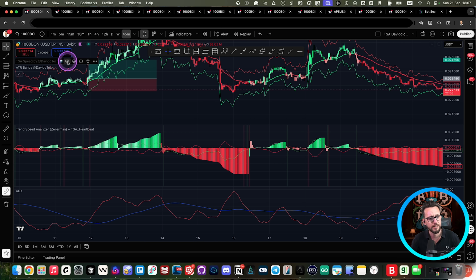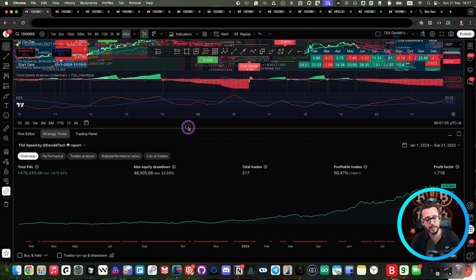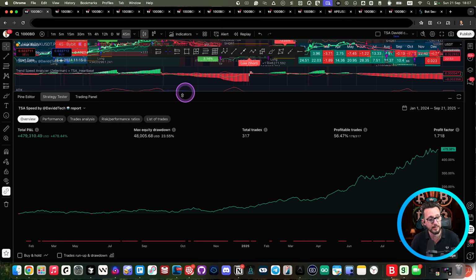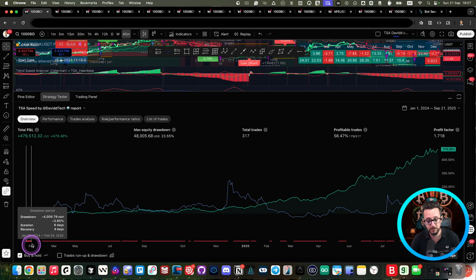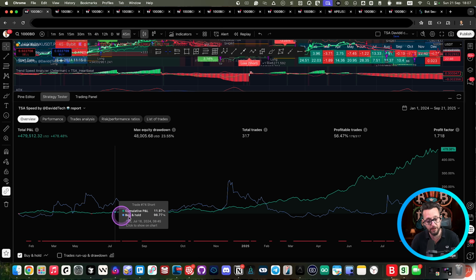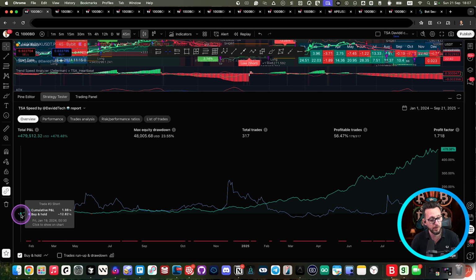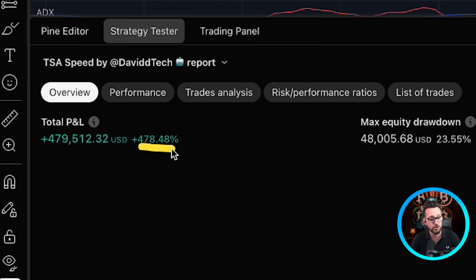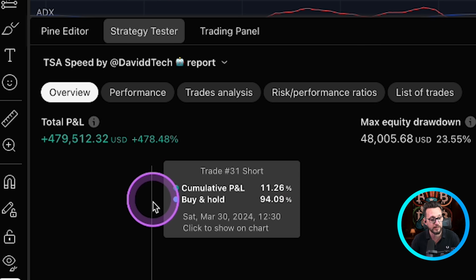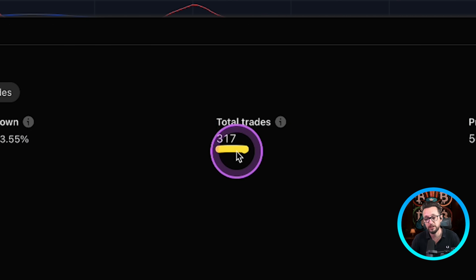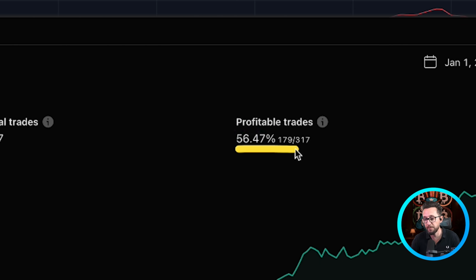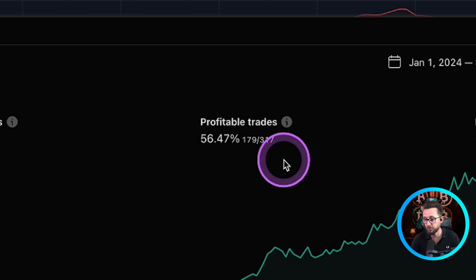Drum roll, please. Boom! Right, okay, as you can see from the backtesting results, the equity curve looks absolutely amazing. In comparison to the buy and hold, we pretty much beat the buy and hold most of the way. If you were to purchase this pair over here, you would currently be up 63%, and this trading strategy is up 478%. Max drawdown was 23%, we took 317 closed trades, and the win rate was 56%, which is pretty good.